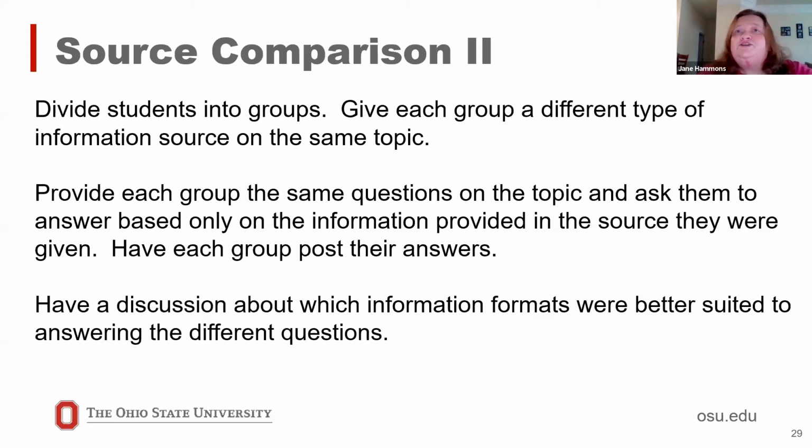And then you could have a discussion on which types of sources allowed you to answer the most questions. You know, it might be that questions 1 and 2 can be answered by a tweet, but the rest of the questions can't. Questions 5, 6, and 7 can only be answered by a scholarly journal article or a news article. So allowing them to see that each of those different types of sources has value and can give you important information, but they have different purposes. Right? And so certain types of sources are going to be better for answering certain types of questions than others.